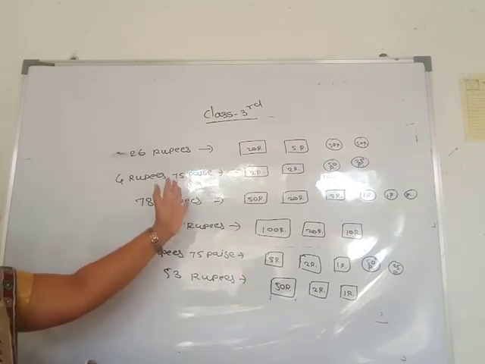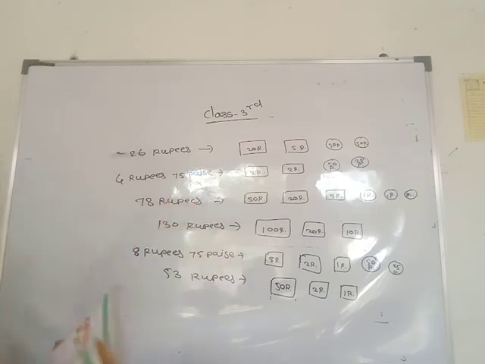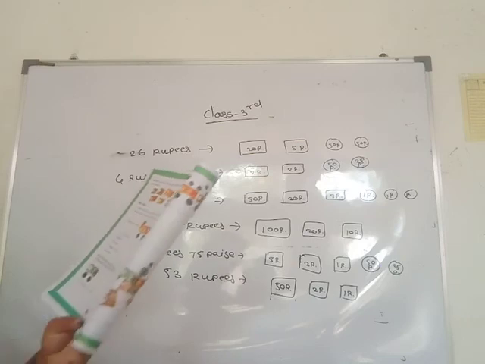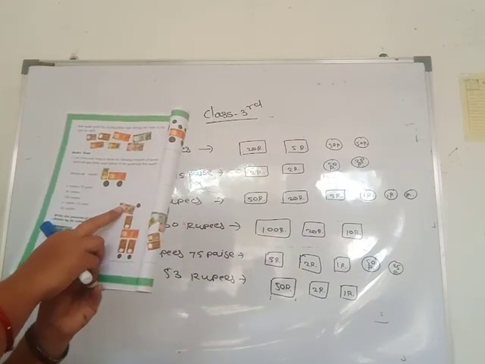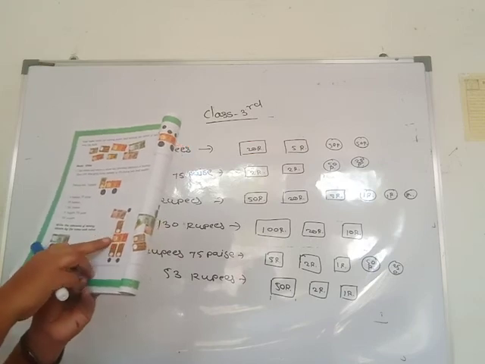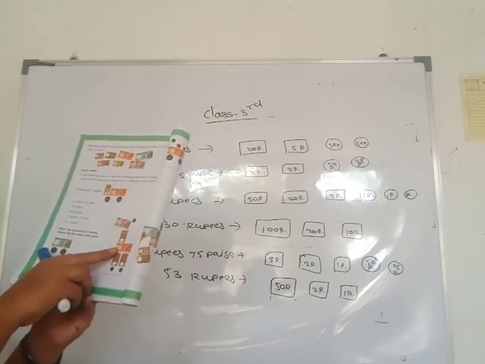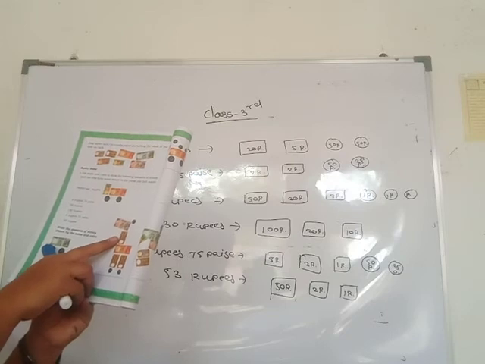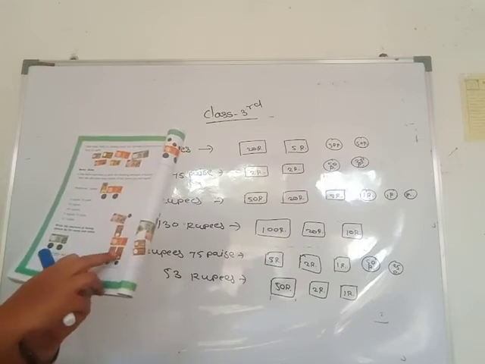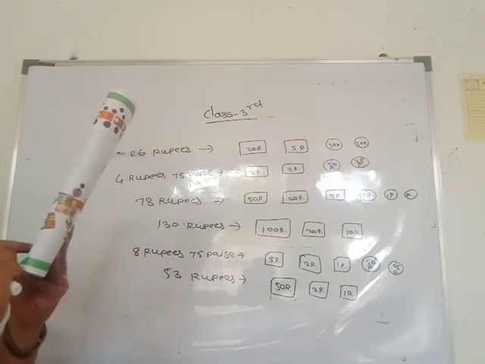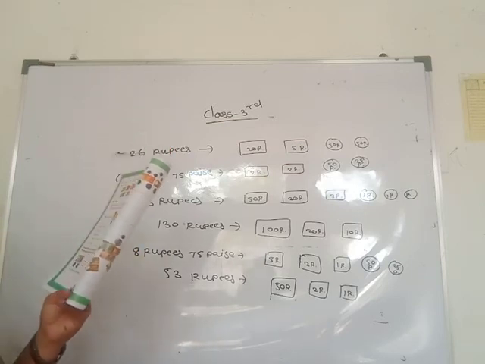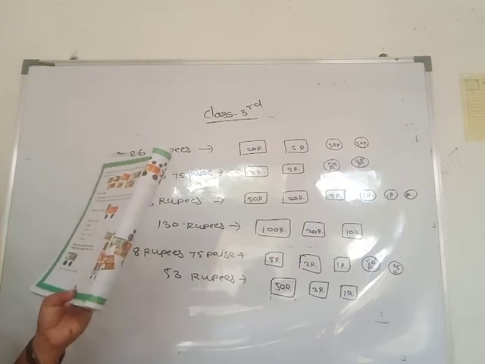Write the amounts of money shown on the notes and coins. The amount of money is given here in the form of notes and coins. Then you count and write here. See, here a 50 rupees note, a 20 rupees note, and 2 rupees notes: 50 plus 20 is 70, 70 plus 2 is 72, 73, 74, 75, 76. And here 3 coins of 25 paise means 75 paise.